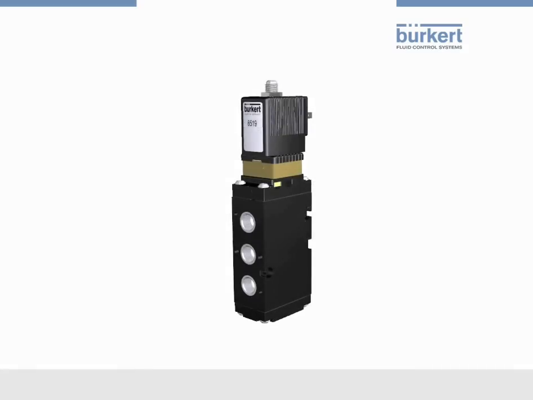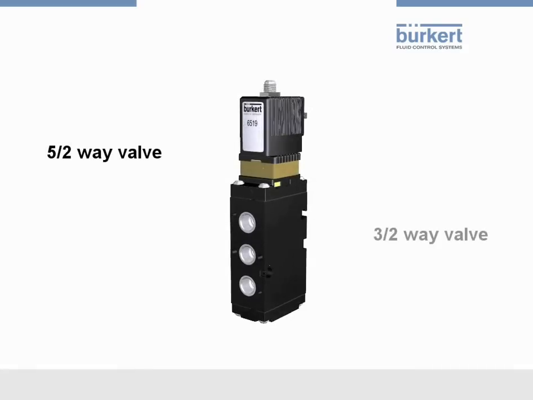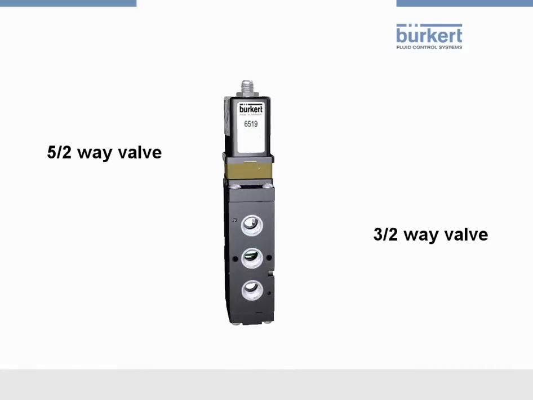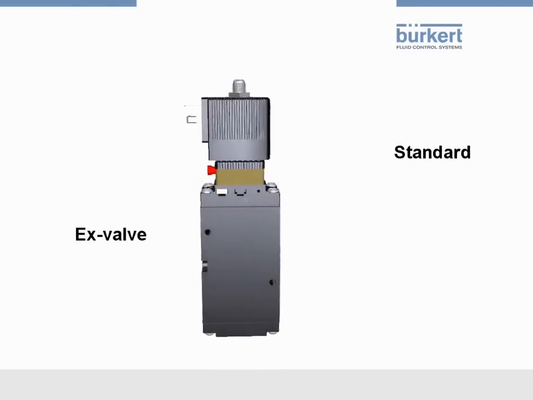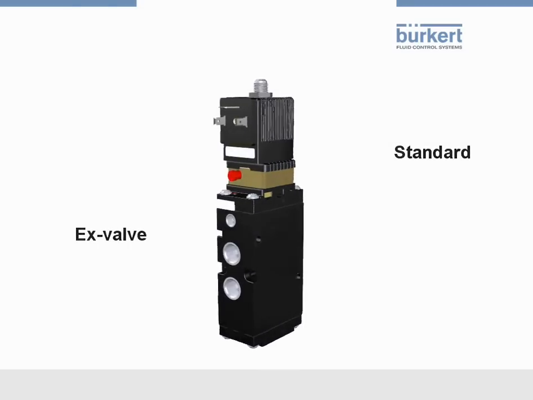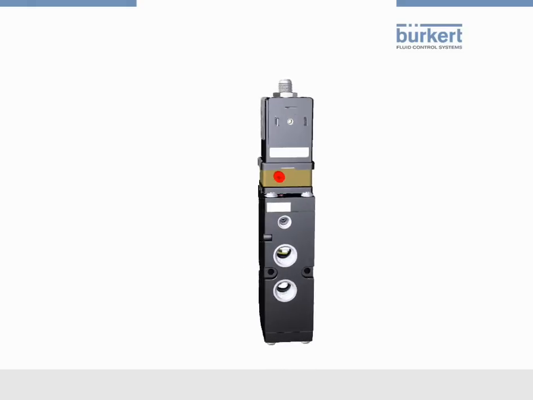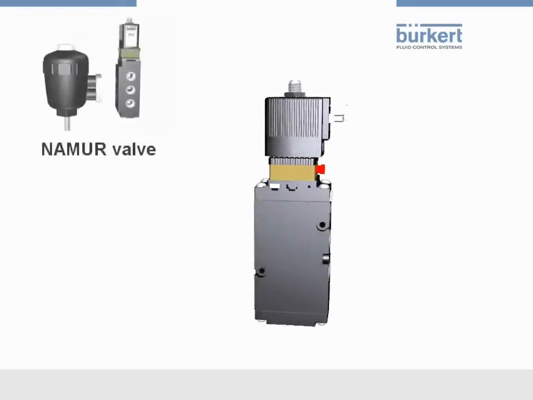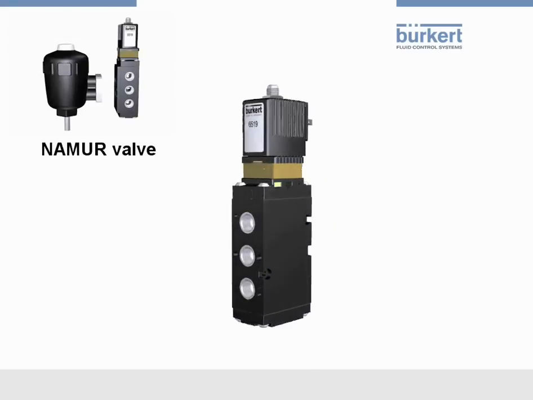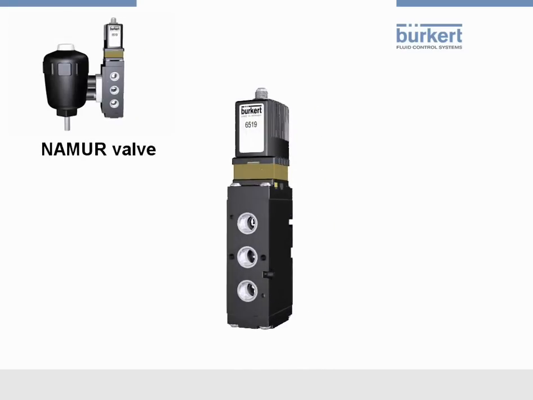We have the possibility to use the valve as 5-2 or as 3-2-way version. The valve is offered as a standard or as an X valve for the use in hazardous areas. Furthermore, Bürkert offers additional variants with connections and dimensions according to the international norm NAMUR. This allows an easy installation in the field directly on the actuator.